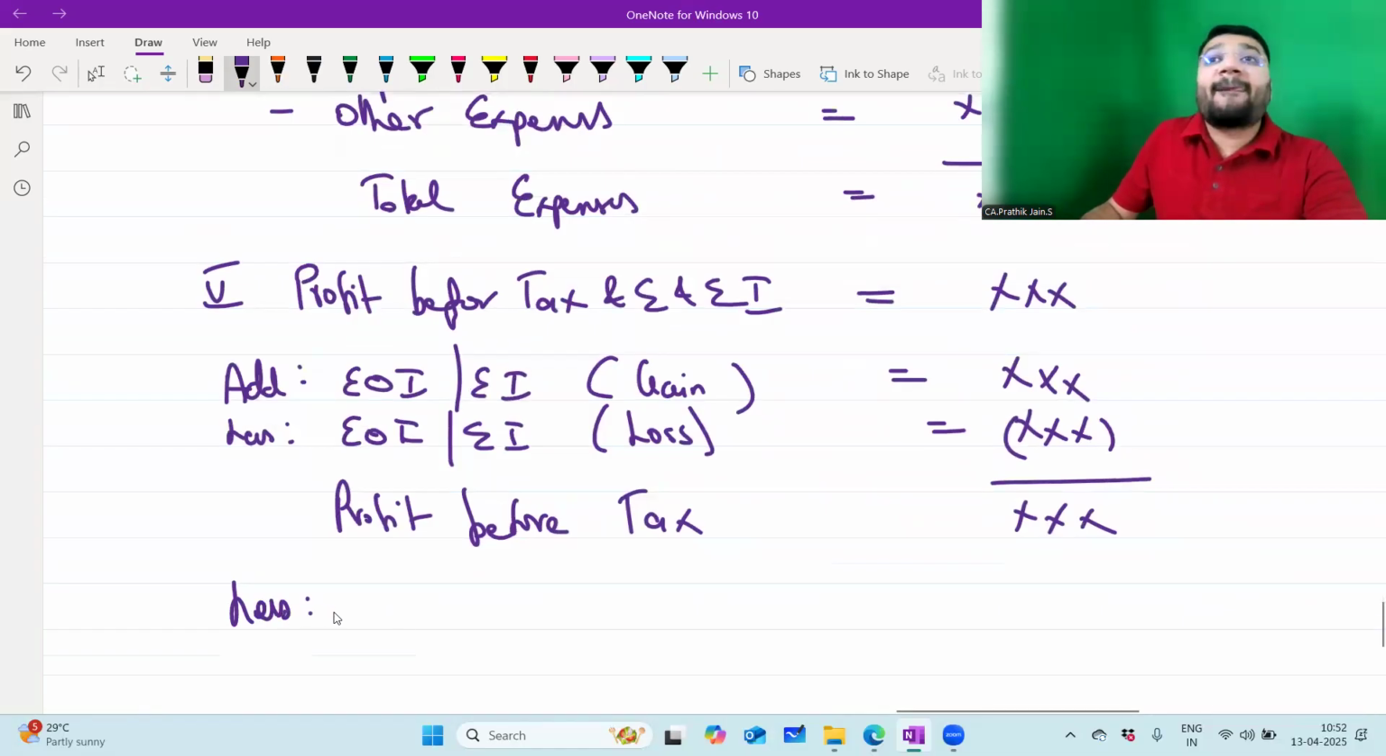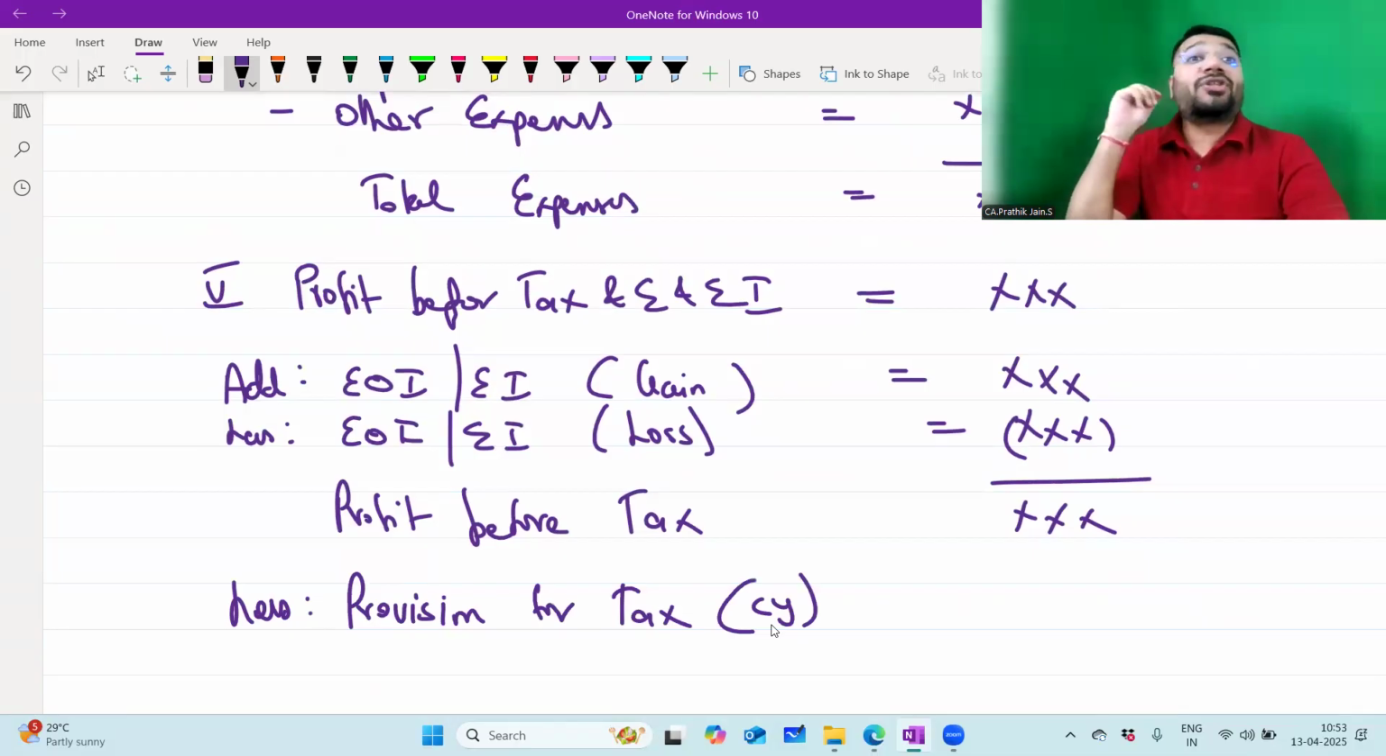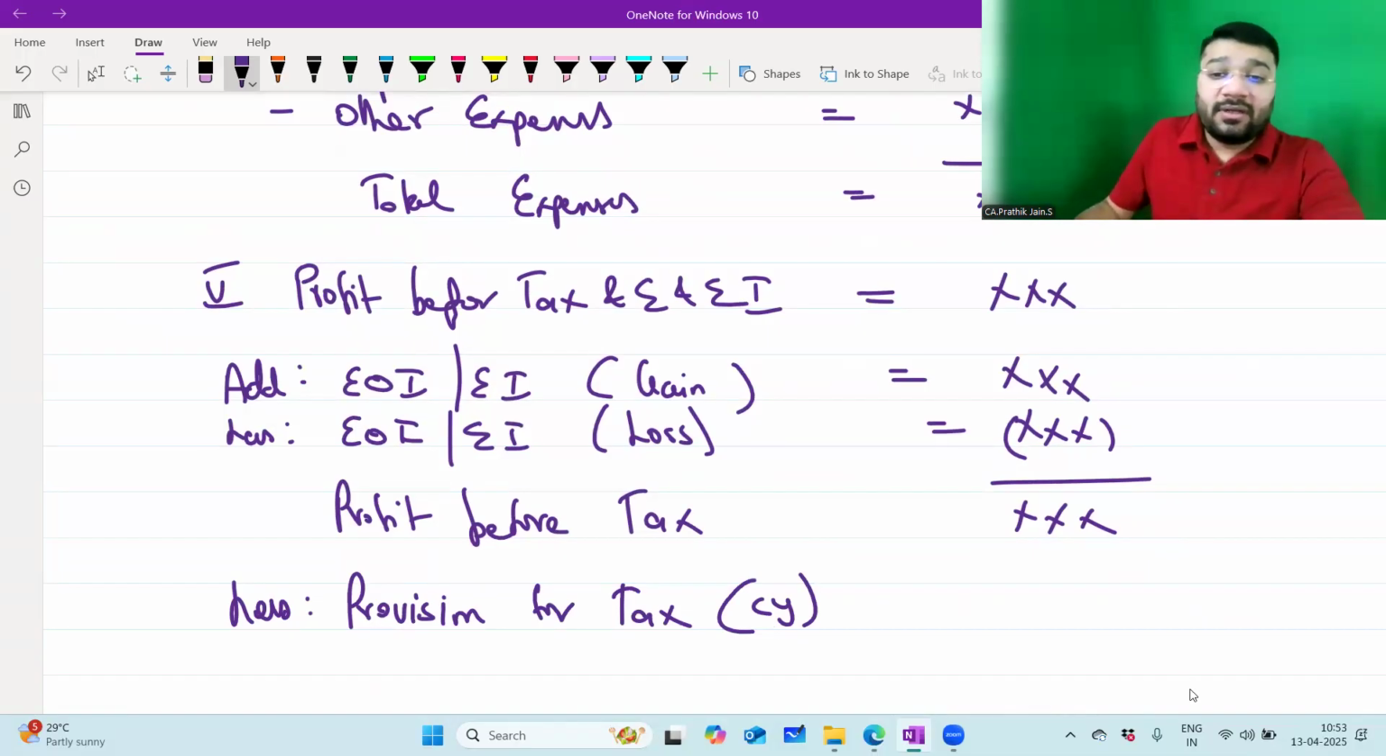Less provision for tax. Which year? Current year. You always create the current year provision for tax. Tax is created as a provision in the current year. This concept, you know or not know? Anybody who does not know why the provision of tax is coming for current year?